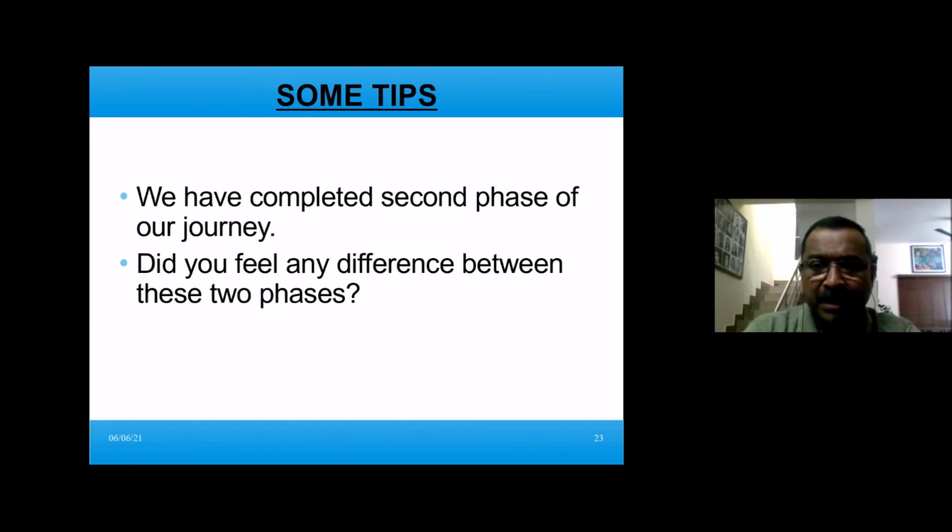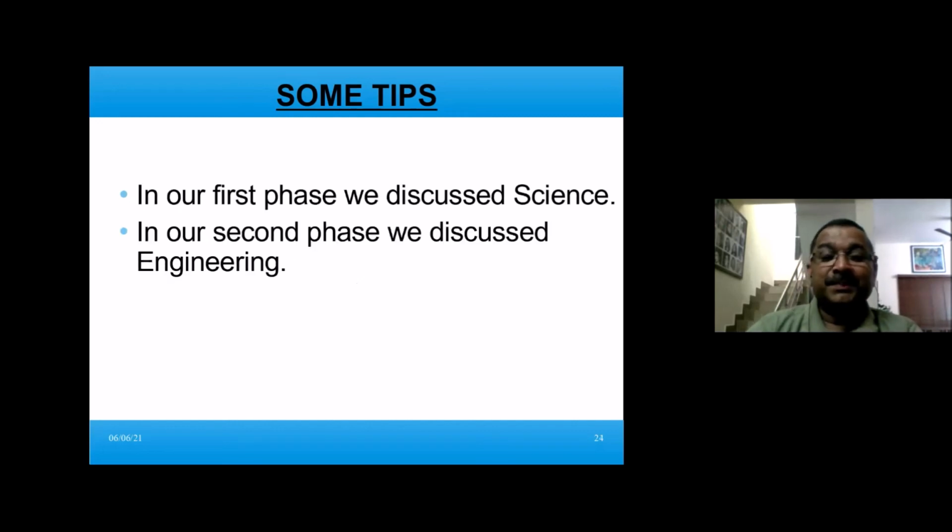I think, is Jinsha here? Jinsha, did you feel any difference between these 2 phases? It's a yes or no question. Oh, yes. She is saying that, yes, she did feel a difference. So the difference is this.